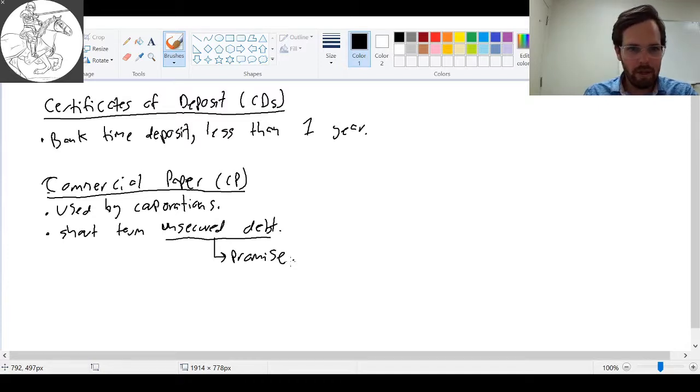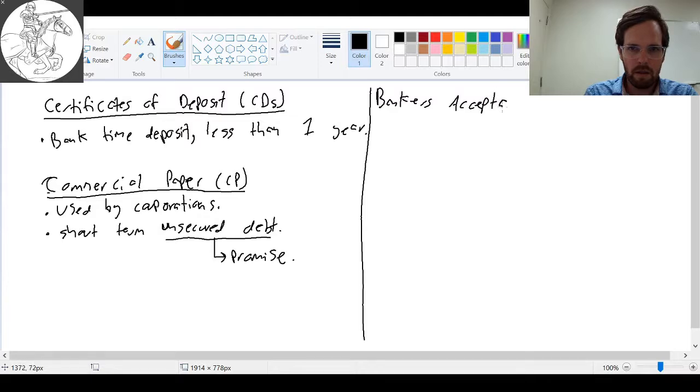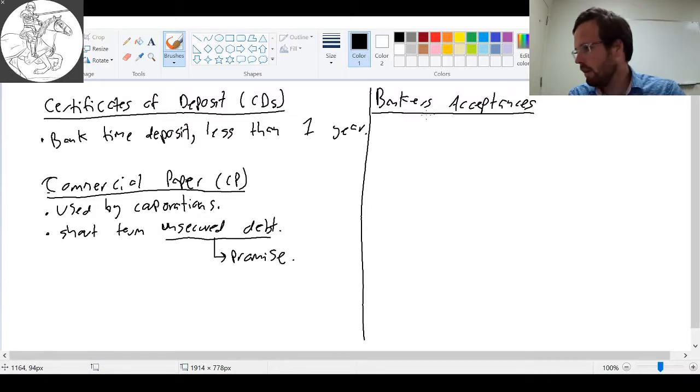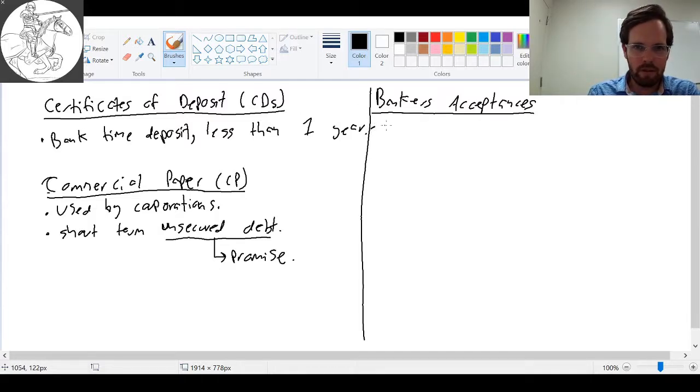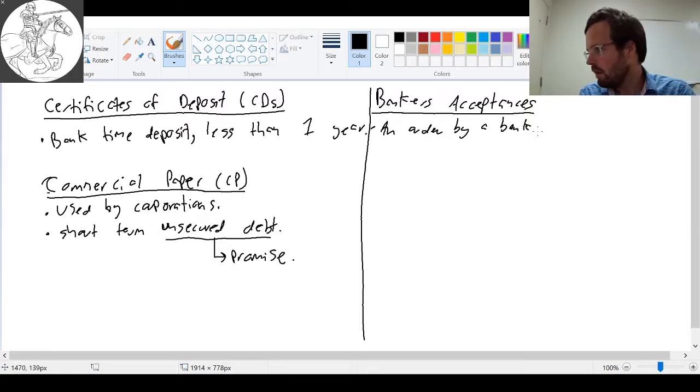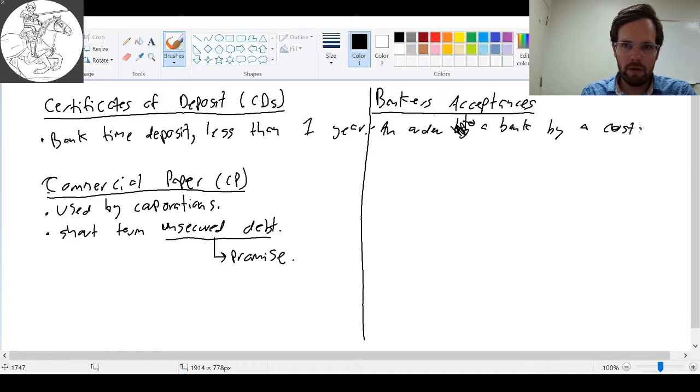The next one I have here is bankers' acceptances. I'll draw a line down the middle. So we have bankers' acceptances. Here's the textbook definition: this is an order to a bank by a customer to pay us some money at a future date.